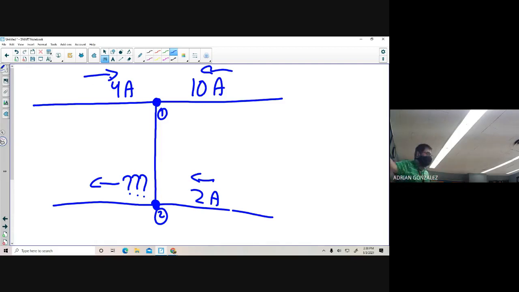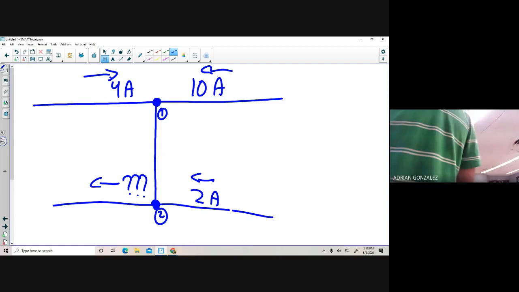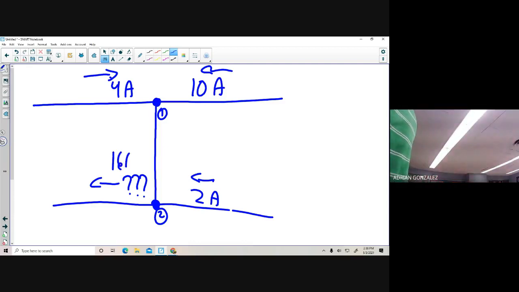Which means, what's going to be this mystery place? 16 going out, yes? Does that make sense? Because it's got nowhere else to go. So it goes like this, down, and out. Okay?